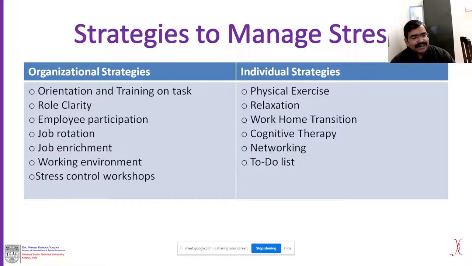Try to improve the working environment, like working conditions. We talked about that, unhealthy working conditions cause stress. So try to make the working environment good. So invest in the working environment. And at last, one of the important things is that organizations can organize stress control workshops, stress management workshops. Now, what to do in this stress management workshop?